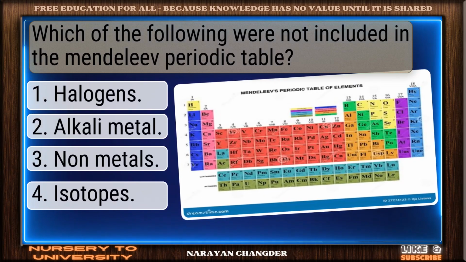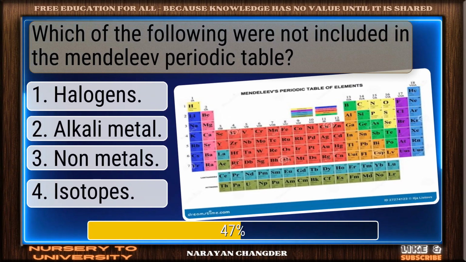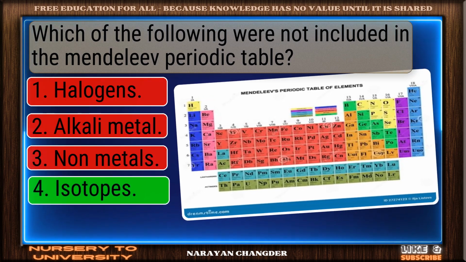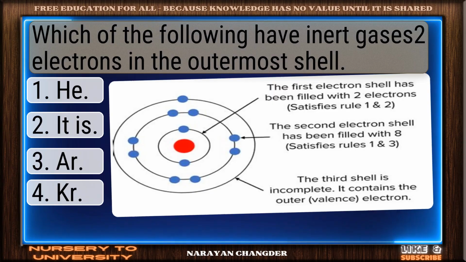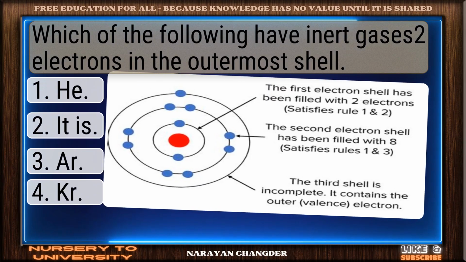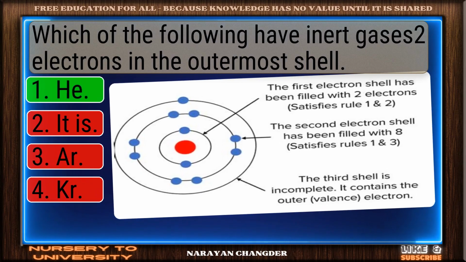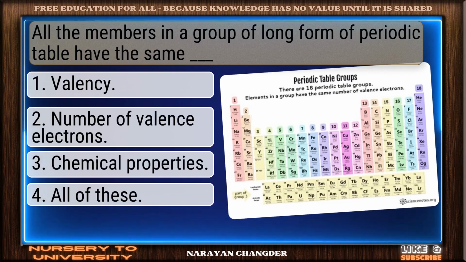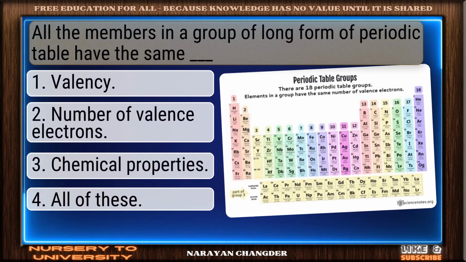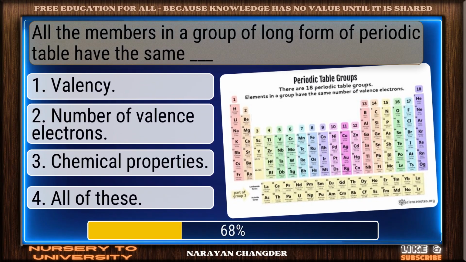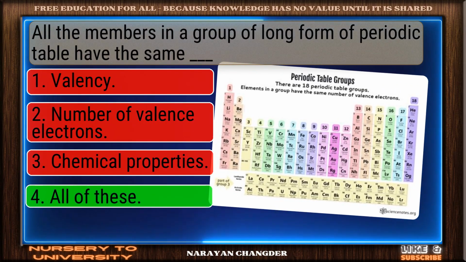Which of the following were not included in the Mendeleev periodic table? Good thinking. Isotopes is right. Which of the following has two electrons in the outermost shell, like inert gases? Nice selection. He is correct. All the members in a group of the long form of the periodic table have the same dash. Great thinking. All of these is right.